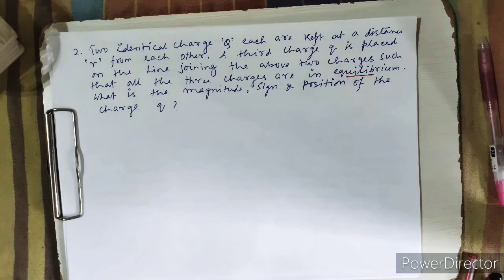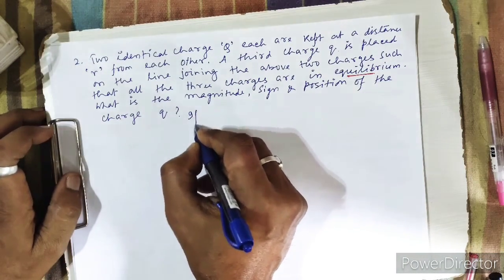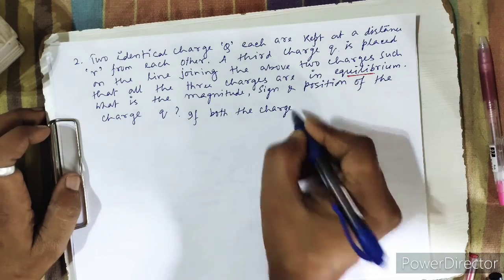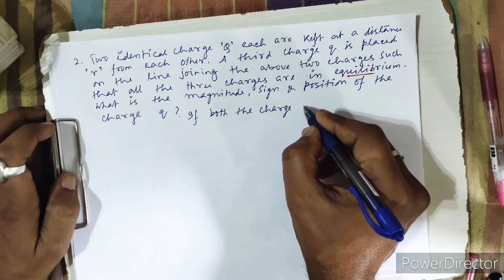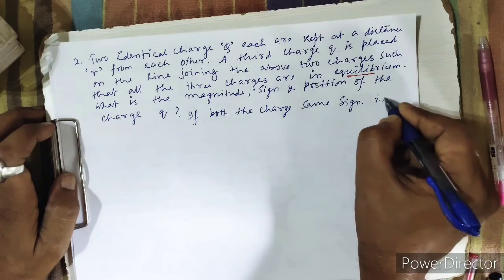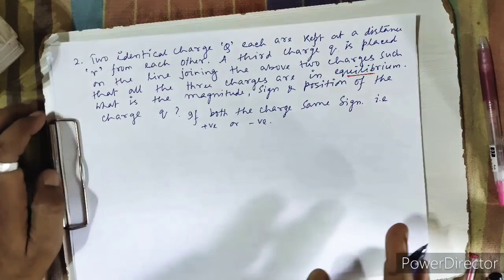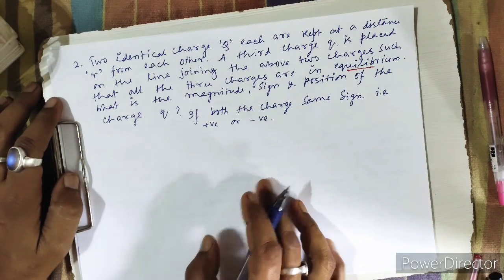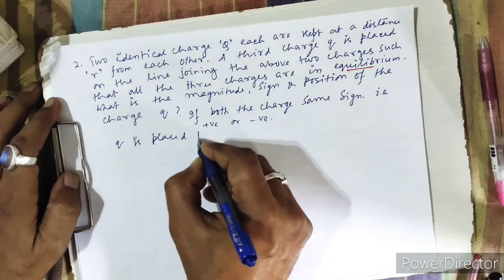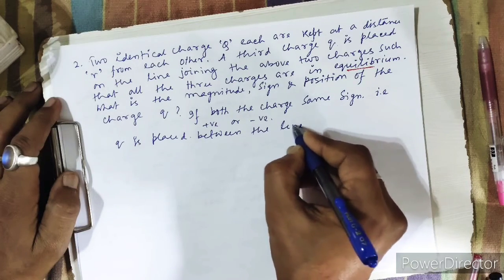Here both are identical charges. One point is very important to remember: if both the charges have the same sign, that is positive or negative, in that case small q is placed between the line joining them.